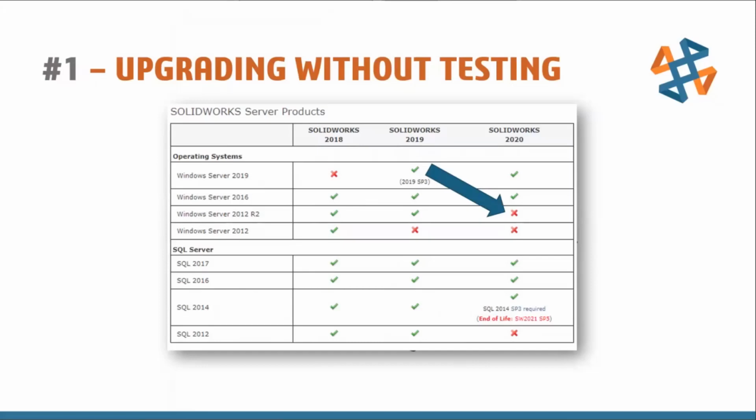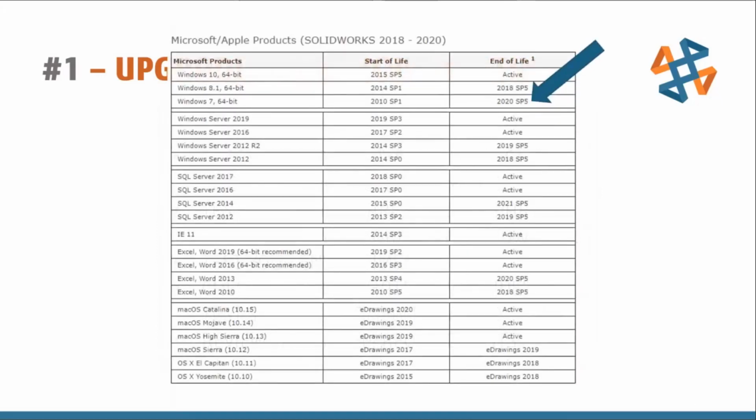Another big one here in SOLIDWORKS 2020 is that SQL 2012 is no longer supported. So again, that's for like PDM and electrical. If you have those sitting on a SQL server, that's SQL 2012, that needs to get upgraded. There is an end of life of 2021 SP5 for SQL 2014. So they tell you this stuff well in advance, as long as you're a little bit aware and you look at these things. As you can see, there's also in the hardware requirements the end of life schedules for everything.